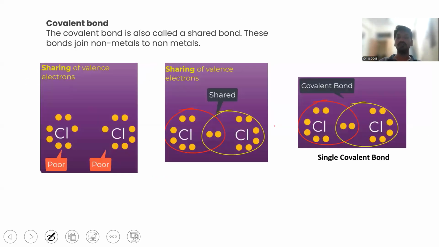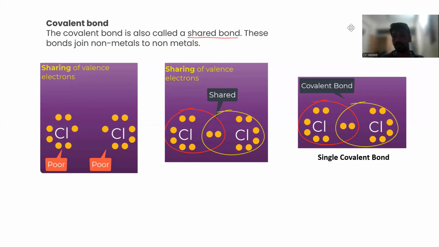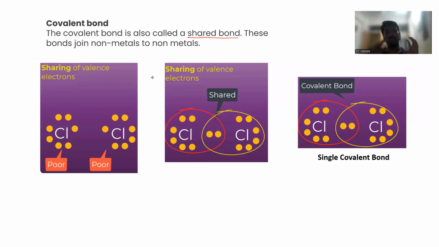So next we are going to the covalent bond. A covalent bond is a shared bond. The electron is shared between the two atoms. Let's discuss what the sharing of electrons is. Both chlorine atoms are one electron short, because here we count 1, 2, 3, 4, 5, 6, 7. It is not an octet, one electron less. Here also 1, 2, 3, 4, 5, 6, 7. So seven electrons are there, and there is no octet.